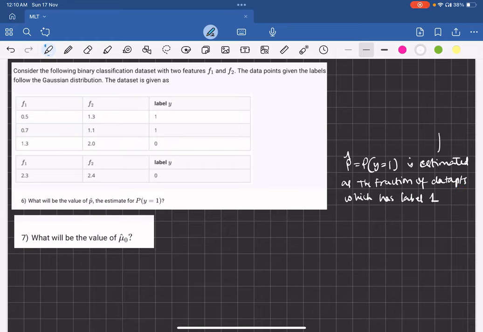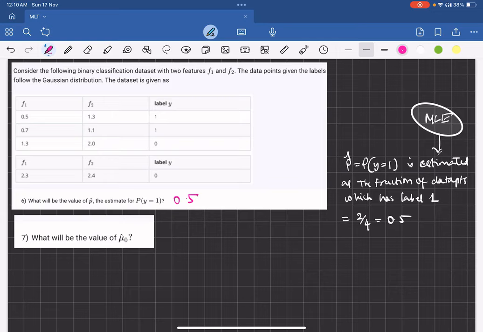And how is this estimation happening? It's happening through MLE, maximum likelihood, okay? In fact, you can write the likelihood function and try to maximize it by taking the derivative with respect to p hat. You'll get exactly this thing, right? So how many of the labels have 1? That is 2 out of 4, which is 0.5. So the answer is 0.5, right?